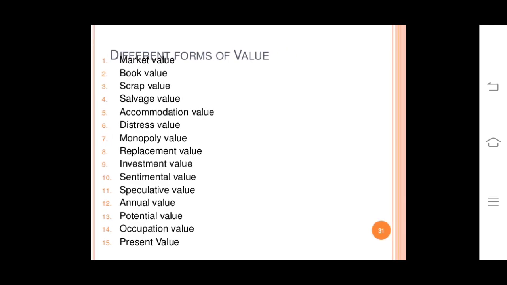There are different forms of value like market value, book value, scrap value, salvage value, accommodation value, distress value, monopoly value, replacement value, investment value, sentimental value, speculative value, annual value, potential value, occupational value, and present value. Each type or form of value has a different meaning, and we are going to see the meaning of each term.